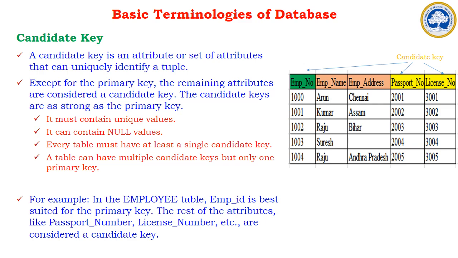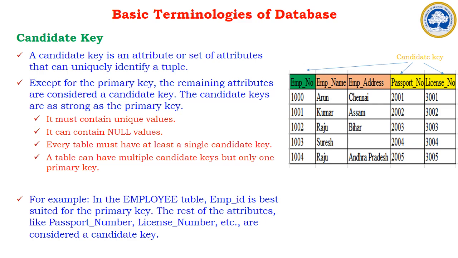And next one is a candidate key. A candidate key is an attribute or set of attributes that can uniquely identify a tuple. Except the primary key, the remaining attributes are considered as candidate keys. It must contain unique values. It can also contain null values. Every table must have at least a single candidate key. A table can have multiple candidate keys, but only one primary key.